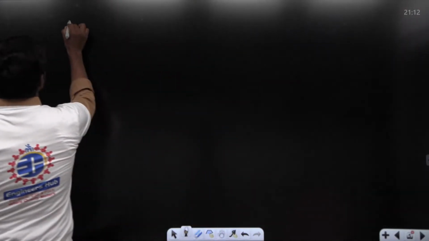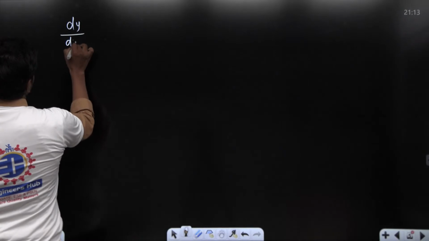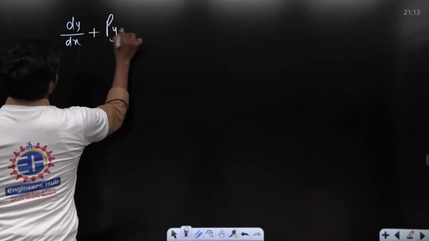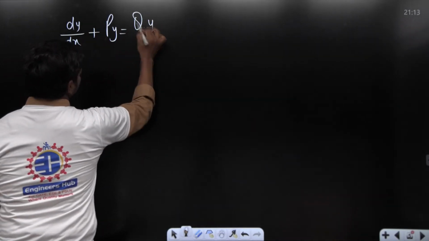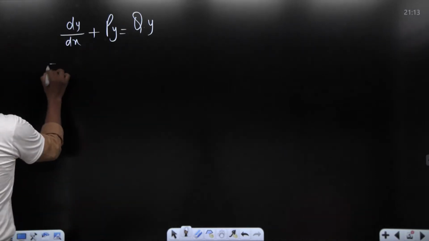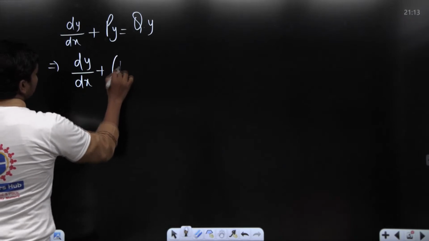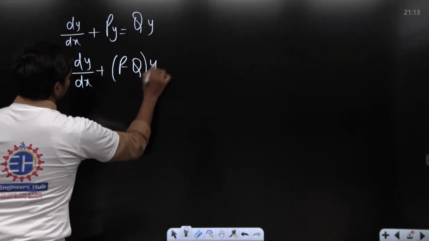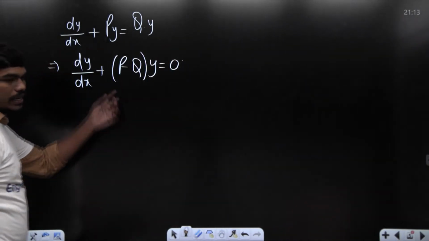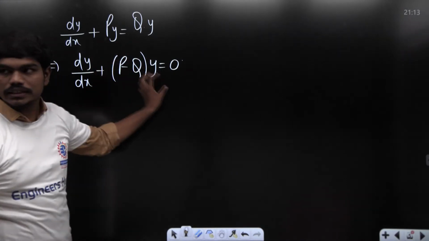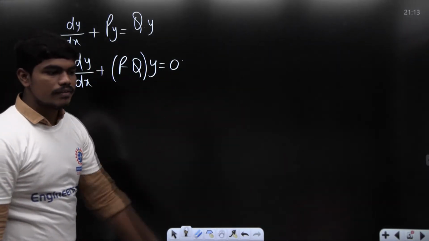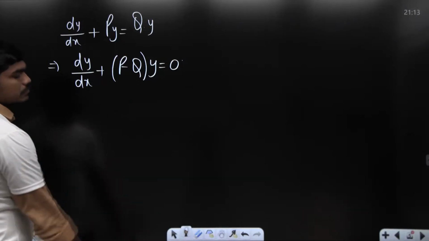Okay, variable separable. Yeah, that's what you can do. So dy by dx plus p times y is equal to q into y power n. So if n is equal to 1, this is what you have, which means dy by dx plus (p minus q) into y is equal to 0. Now if both p and q are functions of x, then definitely p minus q is also a function of x. Then you can use different methods for solving this.